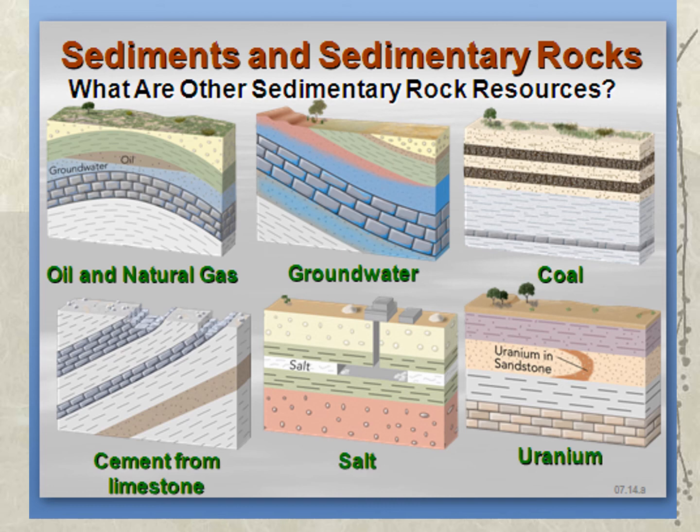Coal, of course, is in the image on the top right. Bottom left, we quarry limestone because we need it to make cement. Bottom middle, underground salt mines. And then the bottom right, the uranium is originally coming from the granite down below, but it can migrate up into the sandstone, and we will likely go and get it there.